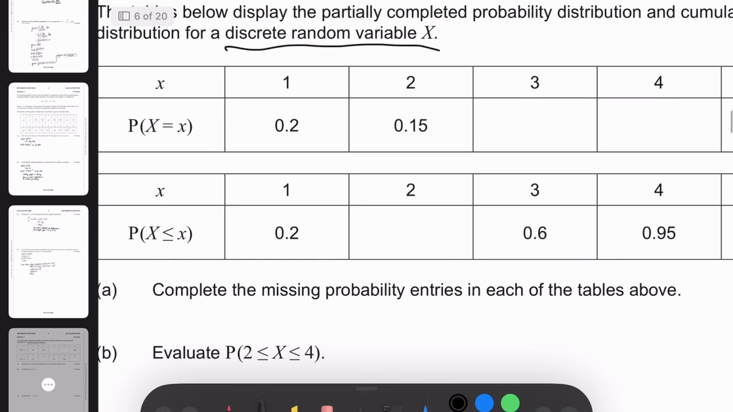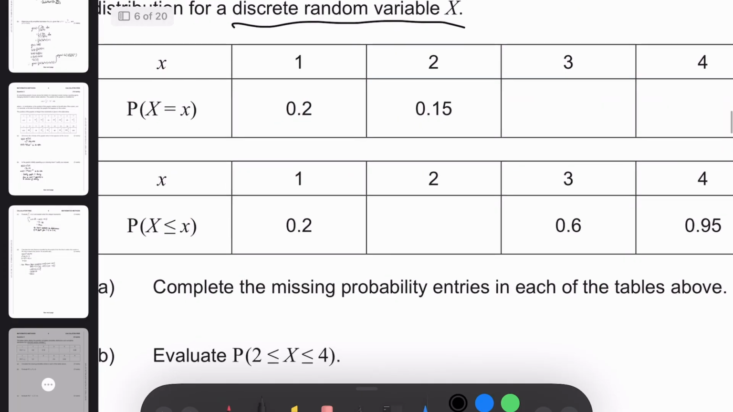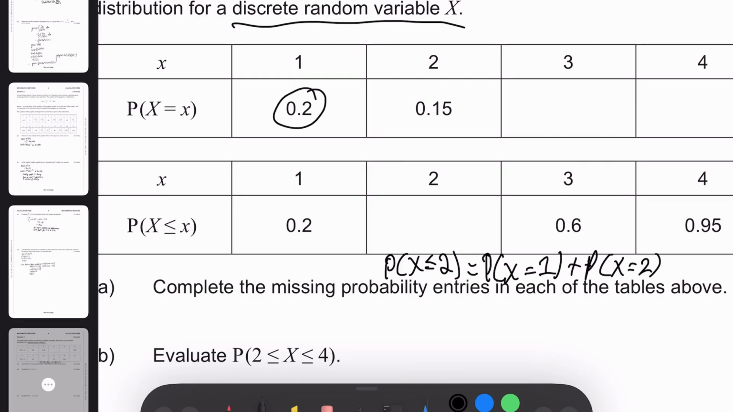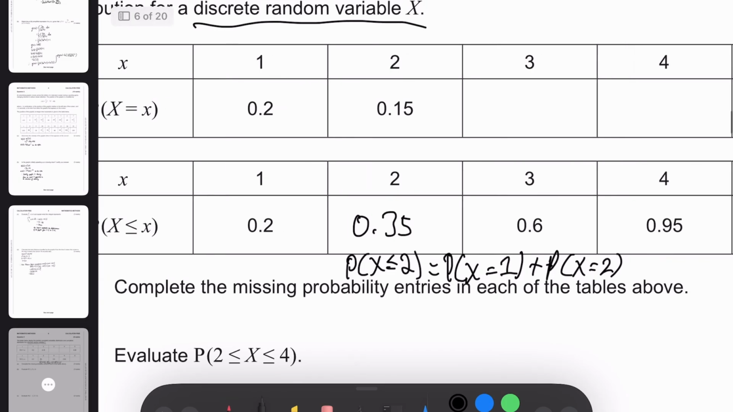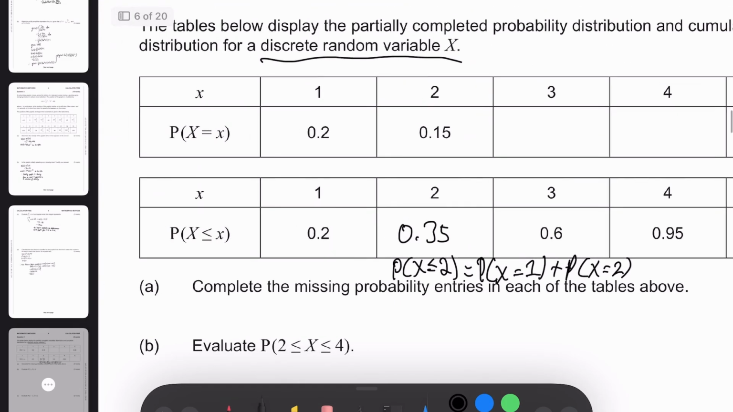Now remembering that this cumulative probability means, for example, if we have p of x less than or equal to 2, what we do is that we sum the probability of x being equal to 1 plus p of x equal to 2. So from here we already know it's 0.2 and 0.15, so we know this is going to be 0.35. Pretty much this cumulative probability is all the probabilities below it and also equal to it summed together.